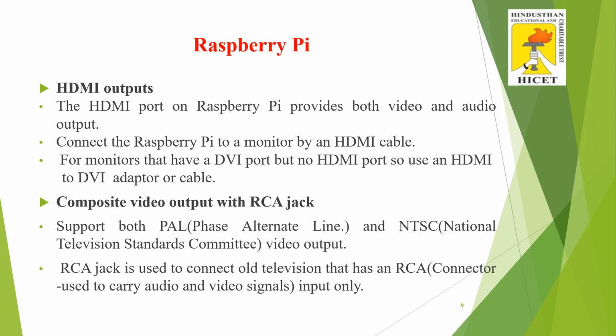The next one is HDMI outputs. This port is mainly used to connect monitors. The HDMI port on Raspberry Pi provides both video and audio outputs. Connect the Raspberry Pi to a monitor by an HDMI cable. For monitors that have a DVI port but no HDMI port, use an HDMI to DVI adapter or cable.